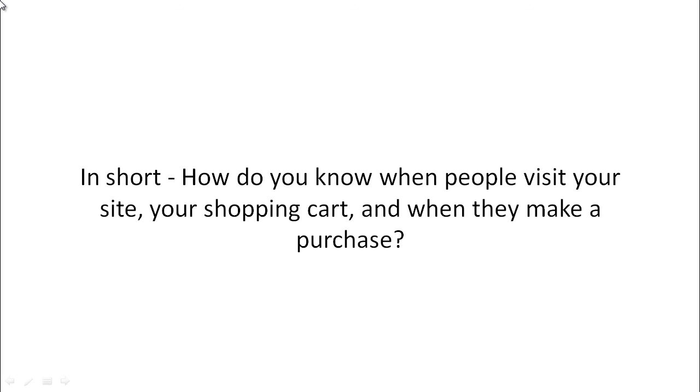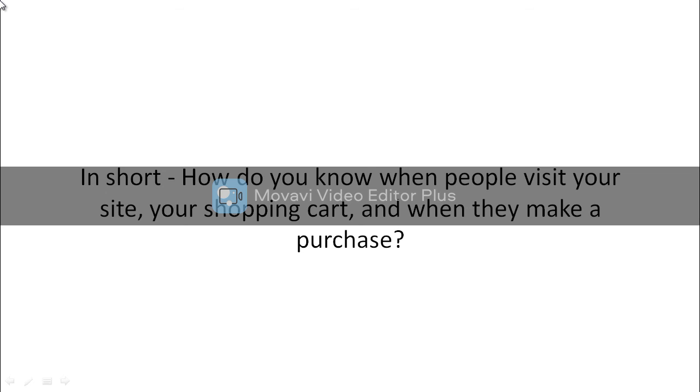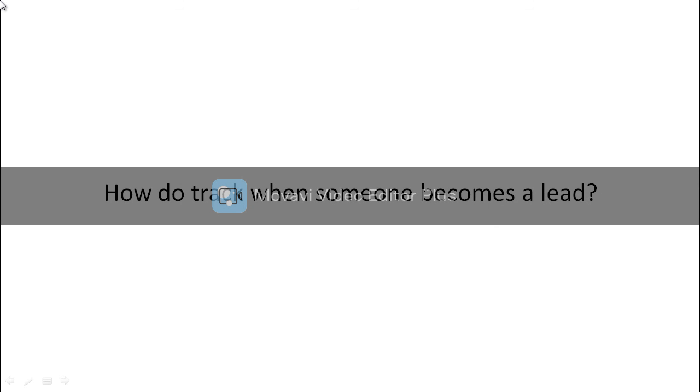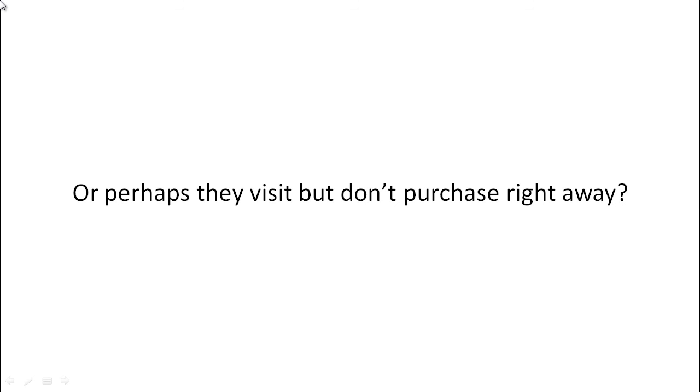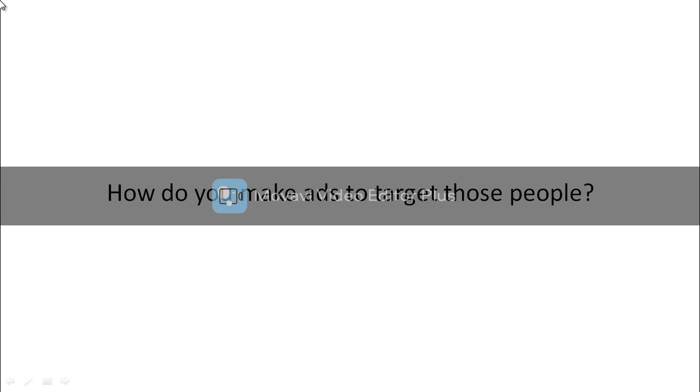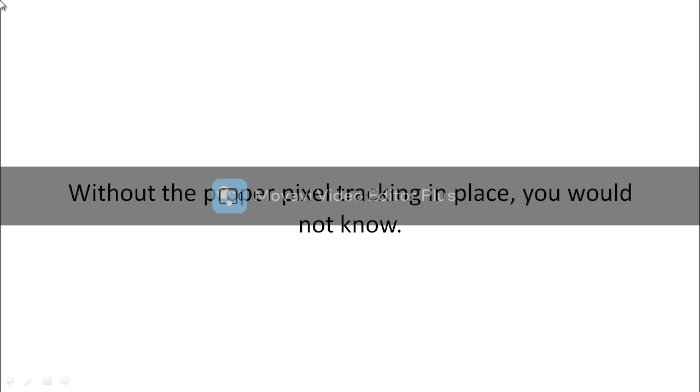In short, how do you know when somebody visits your site, your shopping cart, or when they make a purchase? Maybe somebody went to your site and didn't make a purchase. How do you track that? How do you track when somebody becomes a lead? Or perhaps they visited, but they don't purchase right away, and you want to retarget them and show ads to them to try to get them back to the sales page and purchase. And how do you make those types of ads to retarget those people? Without the proper pixel tracking in place, you would not know.